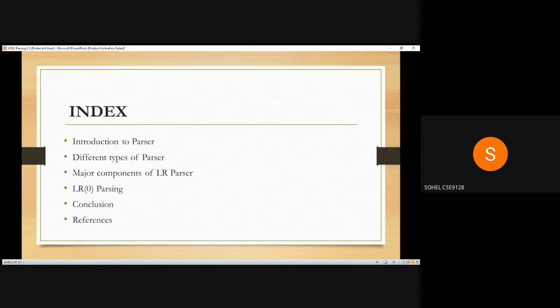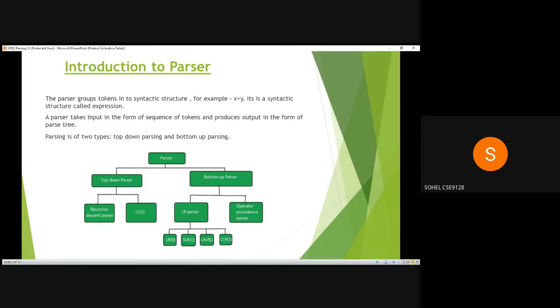Introduction of parser. The parser groups tokens into syntactic structure. For example, x plus y is a syntactic structure called expression. A parser takes input in the form of a sequence of tokens and produces output in the form of a parse tree. Parsing is of two types, top-down parsing and bottom-up parsing. Here is the table of the derivation of parser.